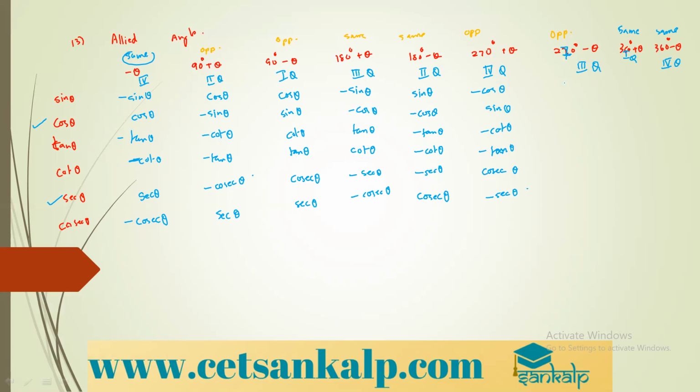Minus. In third quadrant, opposite, and only tan and cot are positive. Tan's opposite is cot theta, cot's opposite is tan theta. Remaining all except tan and cot, remaining all are negatives and opposites. So minus cos theta, minus sin theta, minus cosecant theta.